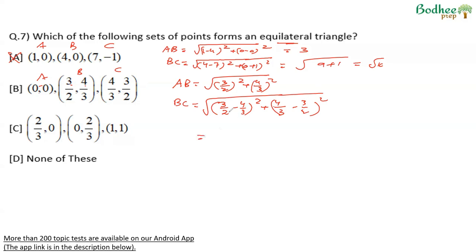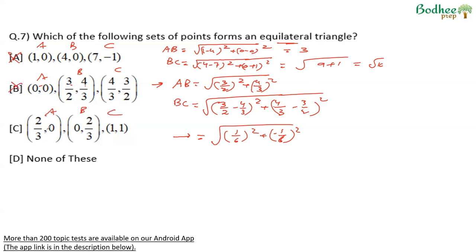This will be 3 by 2 minus 4 by 3, 9 minus 8. Root of 1 by 6 square plus 4 to the 8 minus 9. 1 by 6 plus minus 1 by 6 square. Clearly, AB and BC cannot be equal. Here, both the terms are greater than 1. We are squaring them, adding them, and taking the root. Here, both the terms are less than 1. So, AB will not be equal to BC. So, this is also not an equilateral triangle.